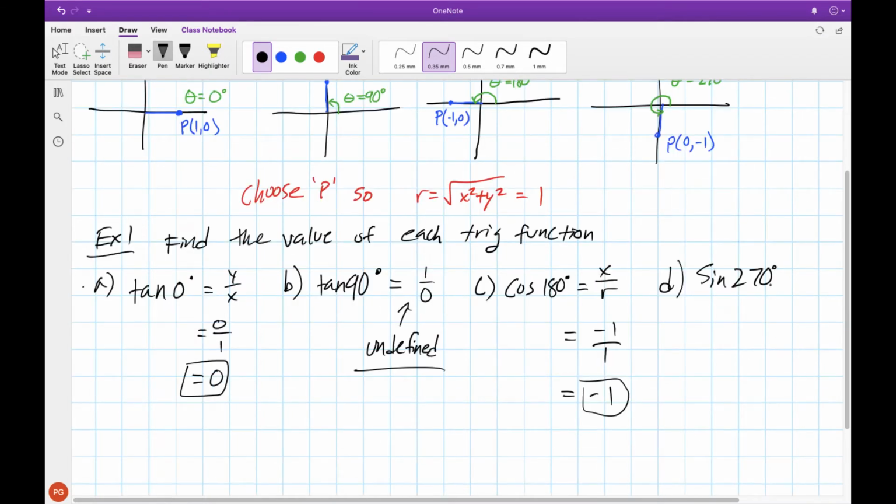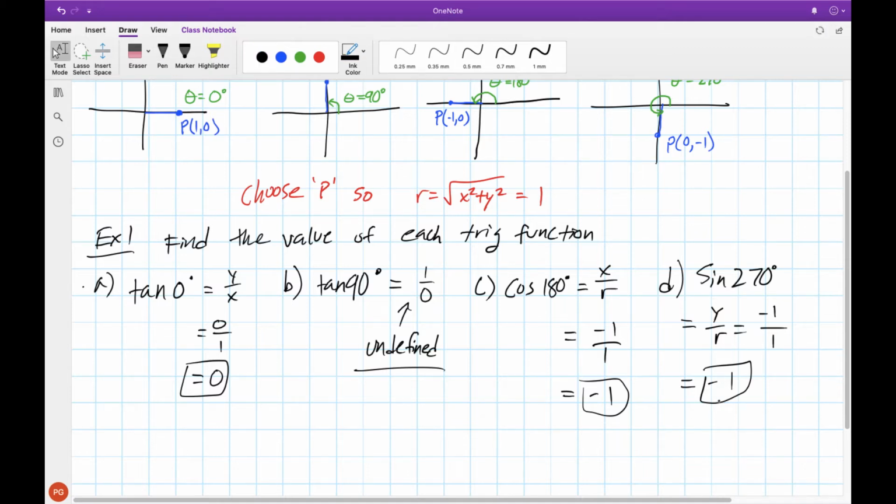How about our last example, sine of 270 degrees? For sine, it's y over r. In this case, our y is negative 1, and our r is still 1 because of the way that we chose to draw our angles. And we also get sine of 270 is equal to negative 1. Now these are the really simple examples.